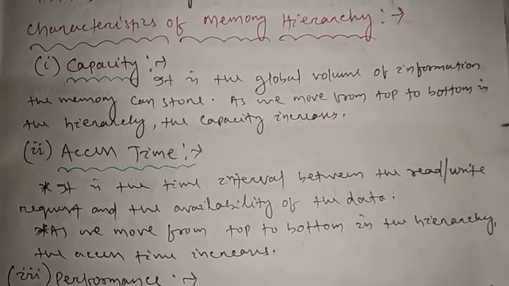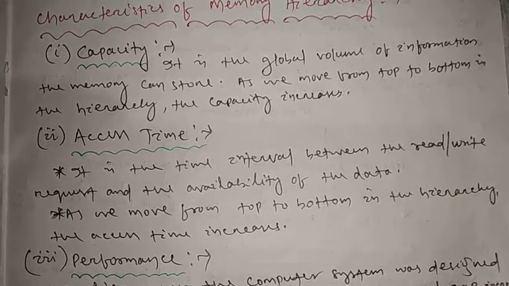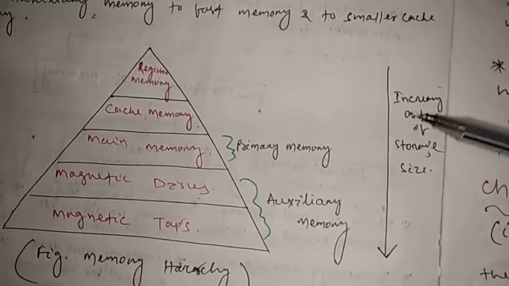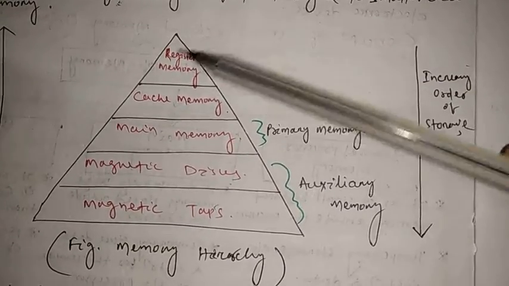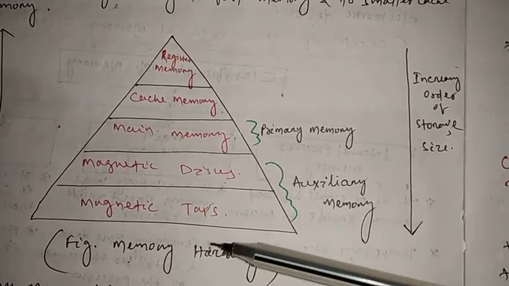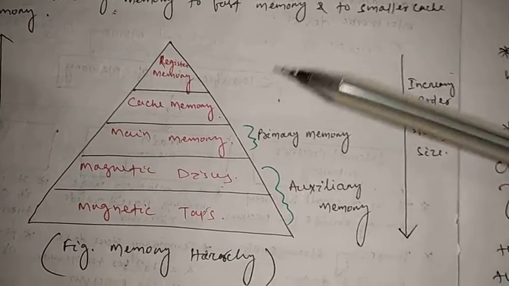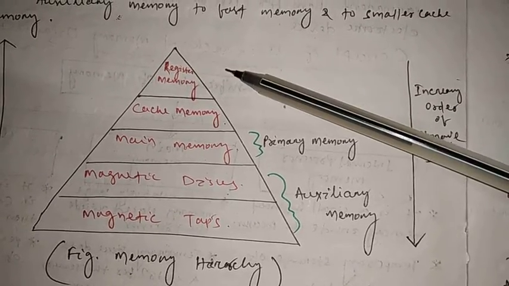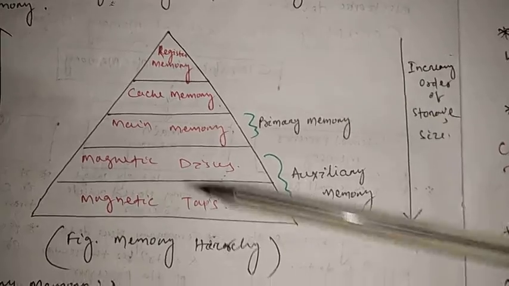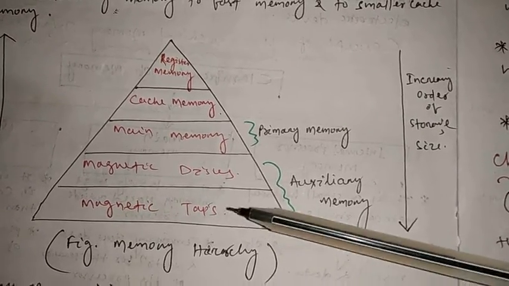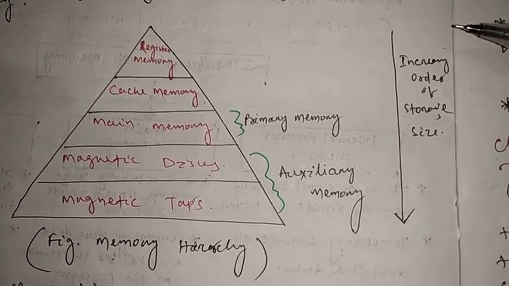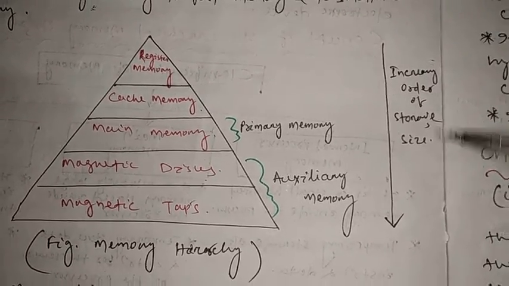So first we'll discuss about what? Capacity. So already we discussed the capacity in the sense the size. So size is increased from top to bottom. Look here, the size is increasing from which one? From top to bottom. So maximum size is which? Maximum size is auxiliary memory, and minimum size is which one? Register memory are the minimum size, having small memory size. But magnetic tape and magnetic discs are having larger size than this. So the capacity is increased from top to bottom.